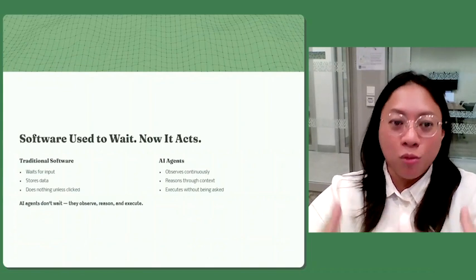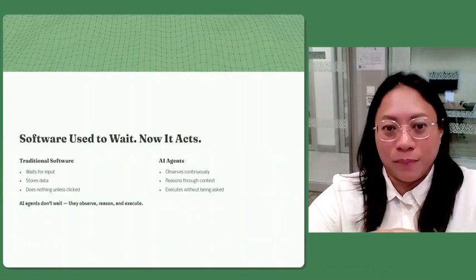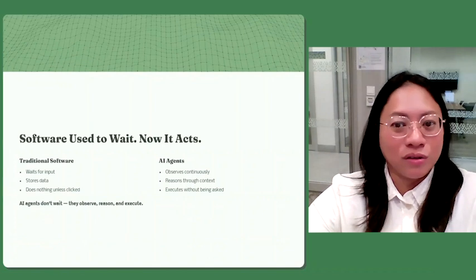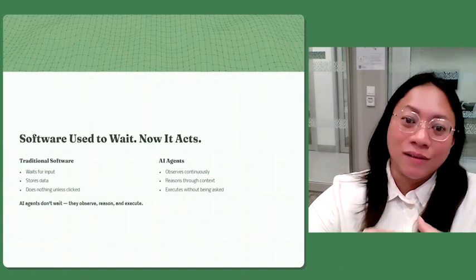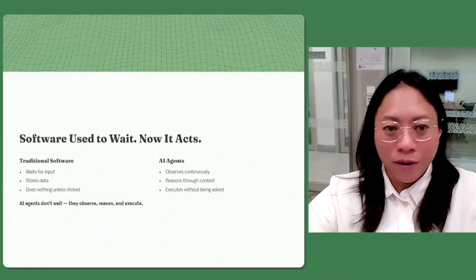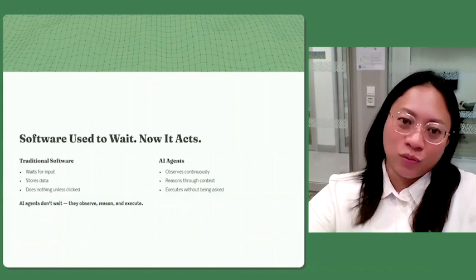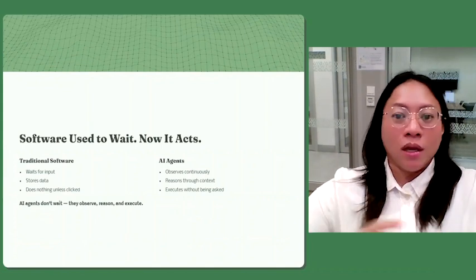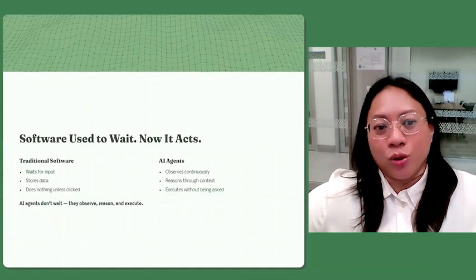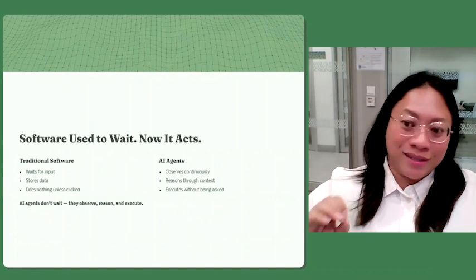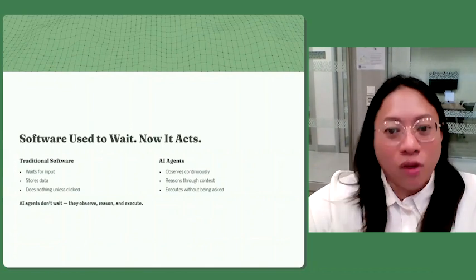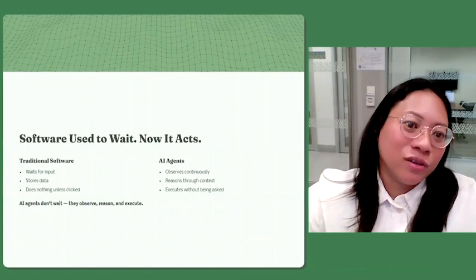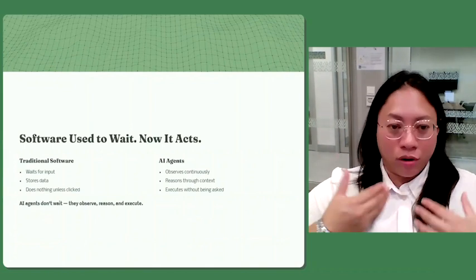So we're moving past the era of software as a passive tool. Traditional software waits for a human to input data and then it just saves and categorizes the data. But the new era of software as an active autonomous participant is now what we are looking at.